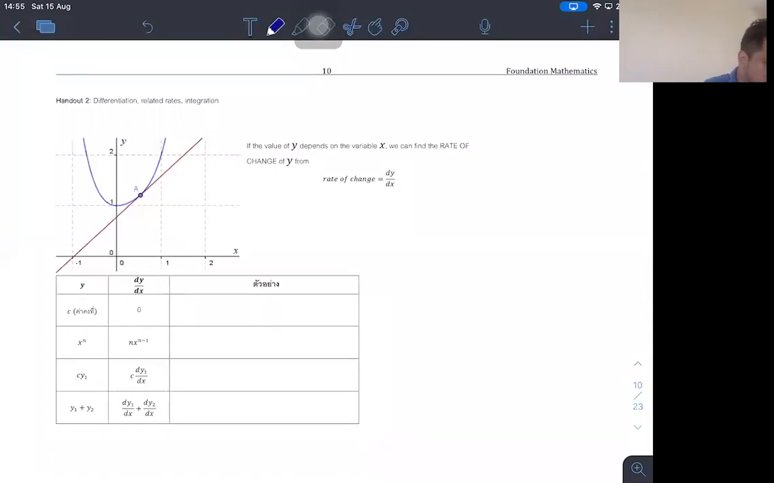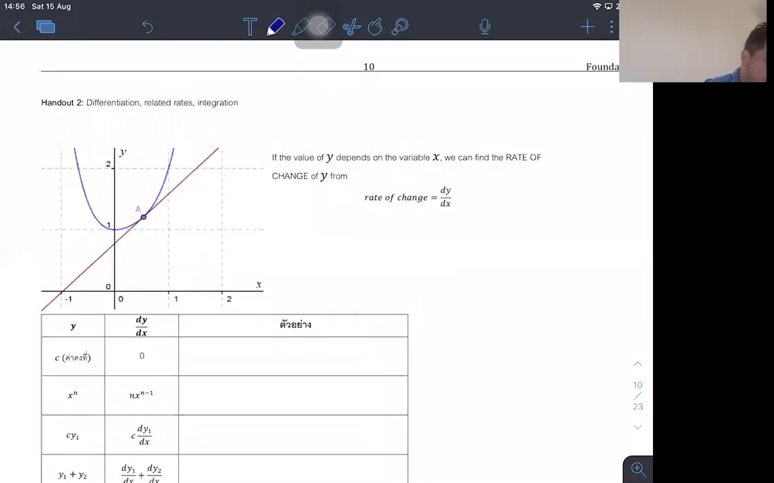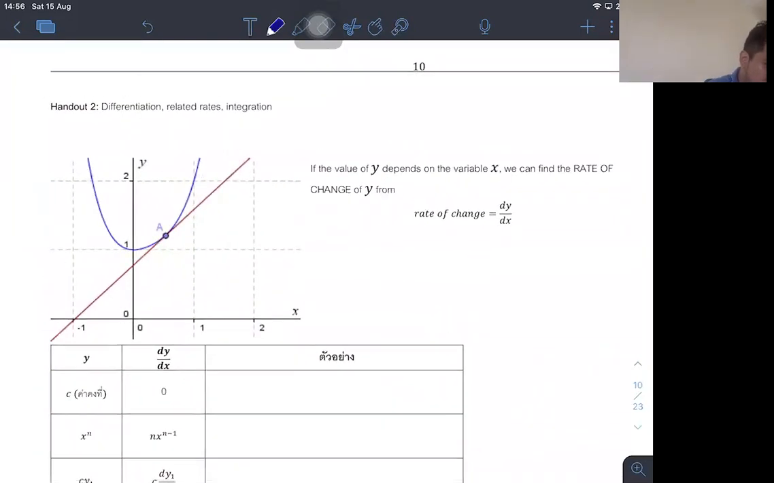Okay, so here we come to part 2 of the basic maths about differentiation, related rates, and integration. It's a part of pre-calculus that we are going to use in physics, okay? So the definition of differentiation is to find the rate of change, such as dy by dx.